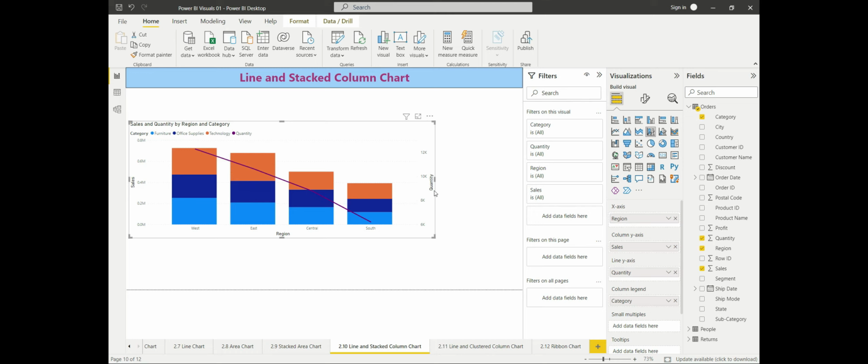Now on the right side y-axis we can see the quantity: 6k, 8k, 10k, 12k. So in this visual we can compare two different numerical values, like sales and quantity. So this is all about the line and stack column chart.